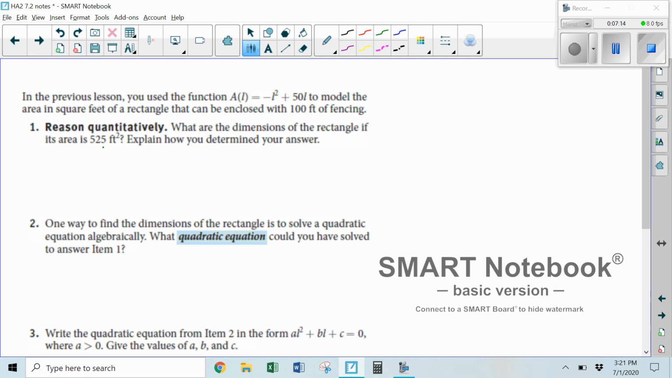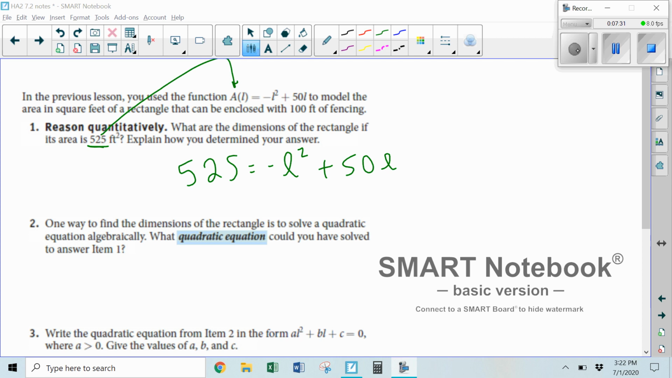So since this is the area, what we're going to do is we're going to put it right there. So we're going to put 525 equals negative L squared plus 50L. Now, if you look back at your graph, you might be able to tell when it has a height of 525 or your table, but let's say you don't have that. So we're actually not going to find the answer yet until we do part 2. I guess you could look back and find the answer based on your table, but let's do it algebraically. Let's say we don't have a table, it just asks us this question, which takes us into number 2.